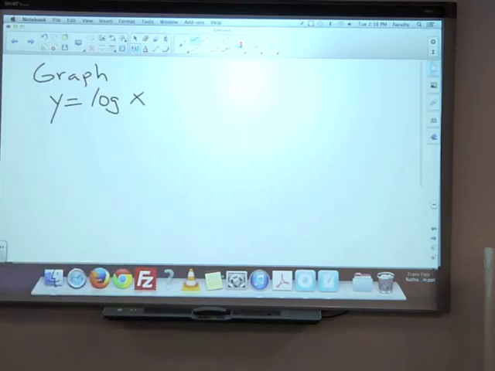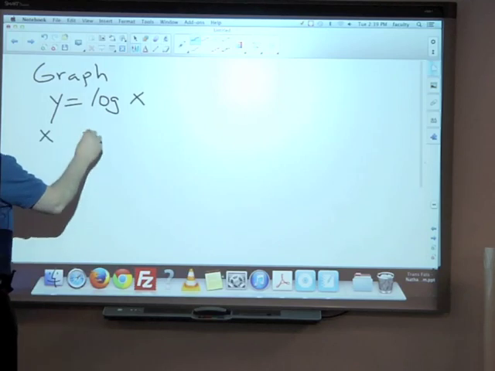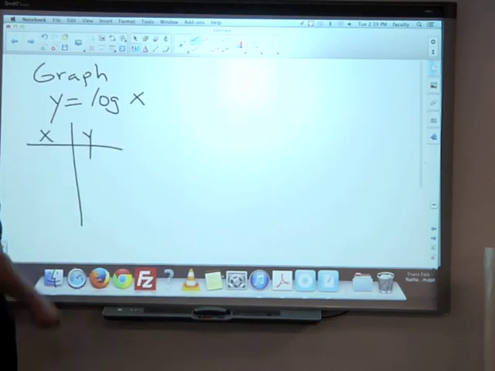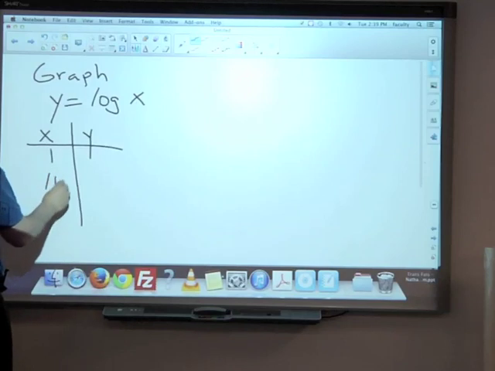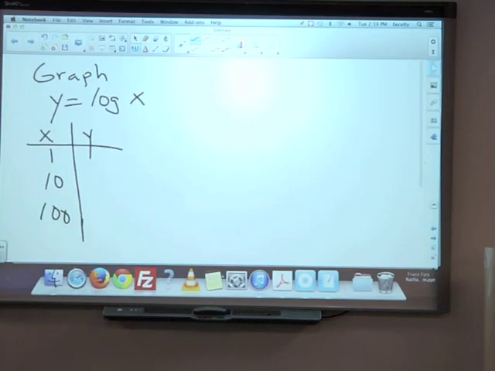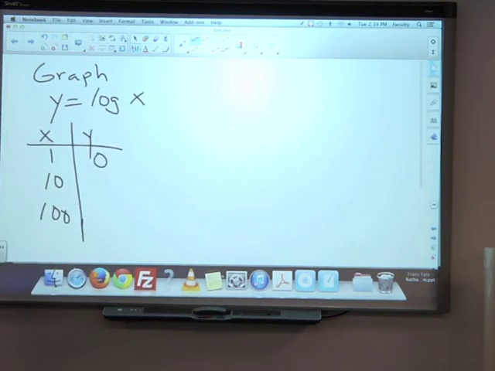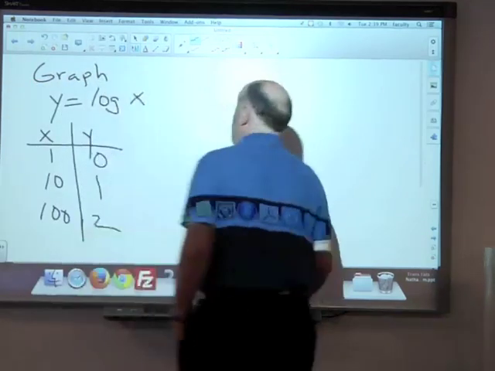Now, first off, in terms of a log function and what the graph of that would look like. So, for example, let's get some values here. So on the toy, what is the log of 1? 0. What is the log of 10? 1. What's the log of 100? 2. Okay.